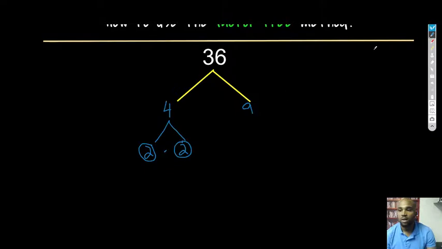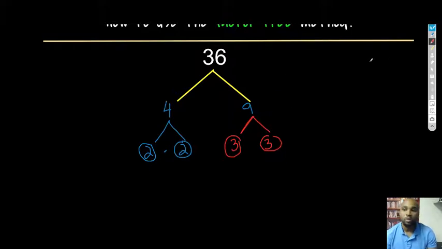Let's go back to our 9 now. I'm going to change colors here. And we can break our 9 into 3 and a 3. And I can't go any further, so now I have my factors, my prime factorization. All these are prime numbers. Now I know the prime factorization of 36 is 2 times 2 times 3 times 3. That's really how you do it.